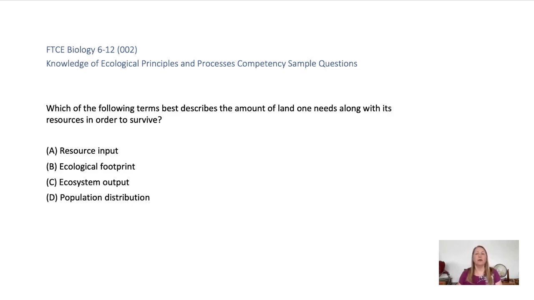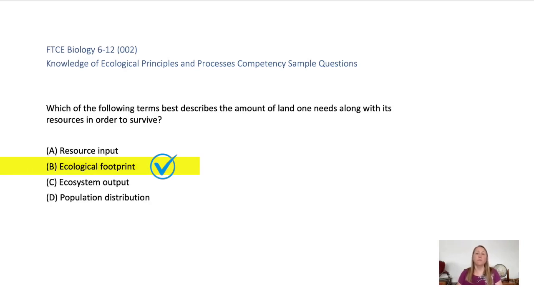A. Resource input. This just means what goes in, like food or water, not the total land and resources you need. C. Ecosystem output. That sounds like what comes out of the ecosystem, not how much land you need to live. D. Population distribution. That's about where people live, not how much land and resources they use. The correct answer is B.